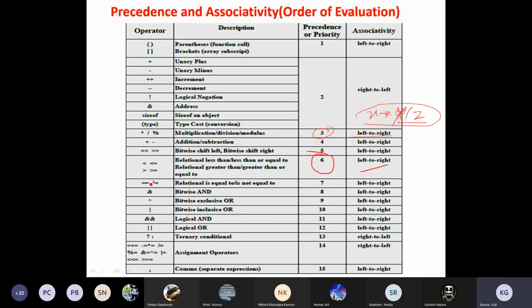Now look at these. Equal to and not equal to are also relational operators, and these have the 7th priority. So now let me write one simple expression: x greater than or equal to y, equal to, y less than or equal to z. If this expression is given to you, which one has to be evaluated first?